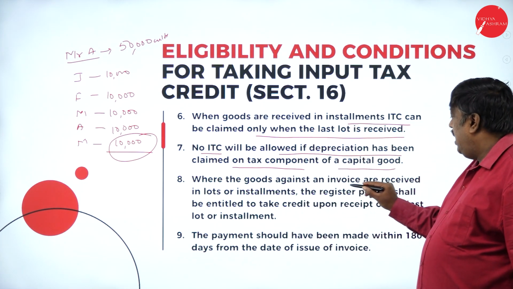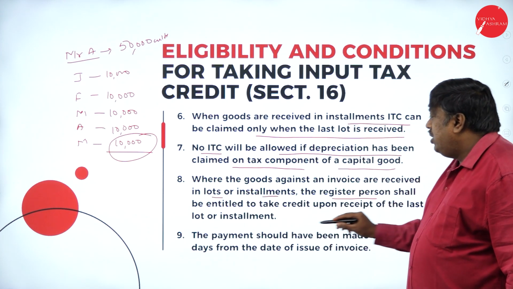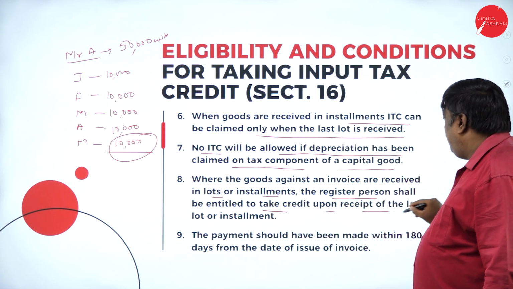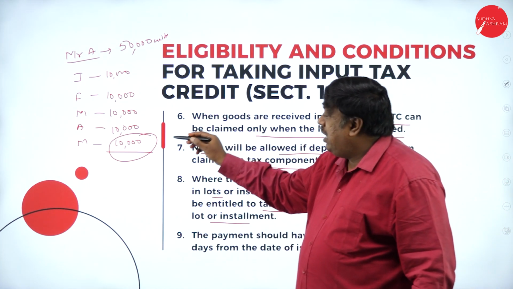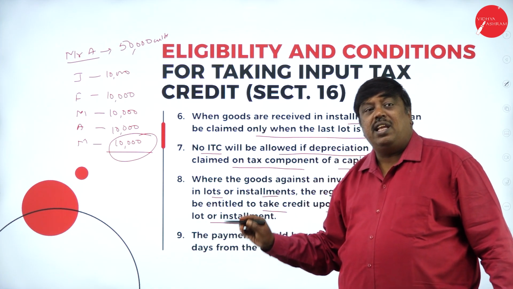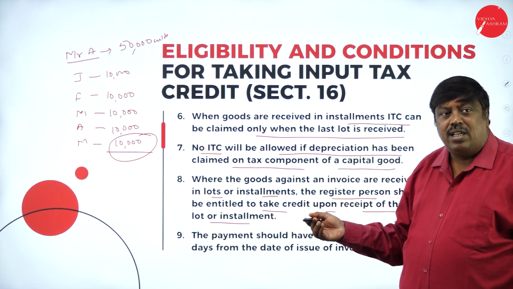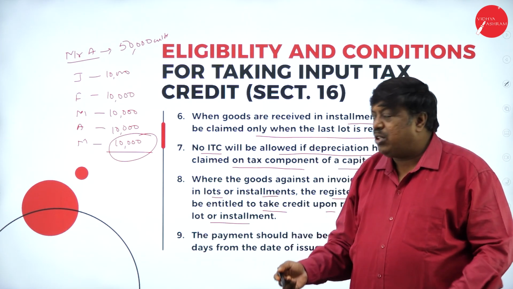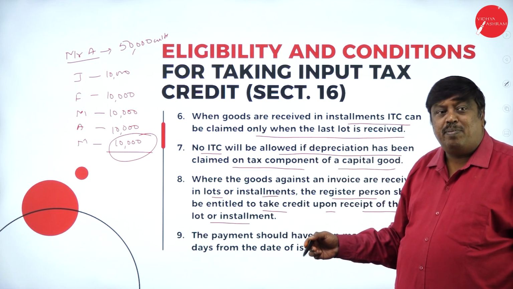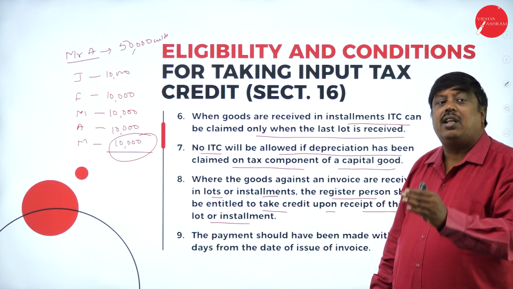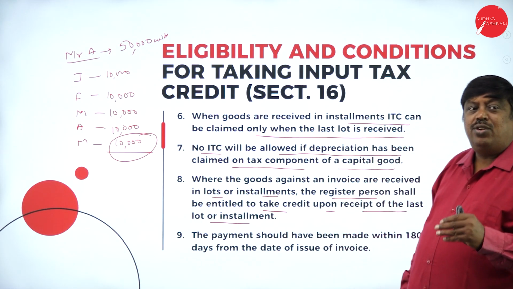Where the goods against an invoice are received in lots or installments, the registered person shall be entitled to take credit upon receipt of the last installment only. Already I said that. Only after getting the last installment can he claim the input tax credit, not before. Sending 10,000 every month, he cannot claim for every month on installment basis. Only after the final installment, when the lot is received, will the ITC concept come into the picture.